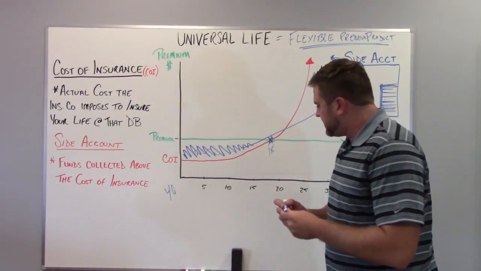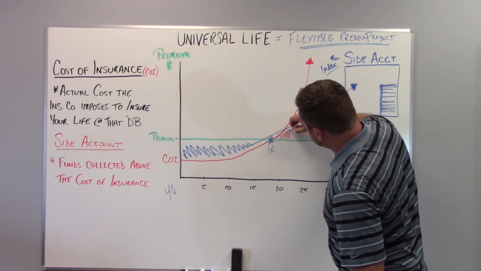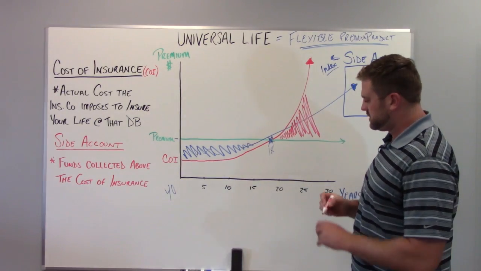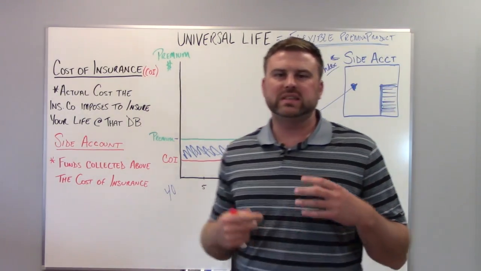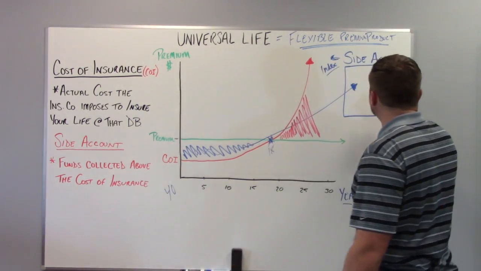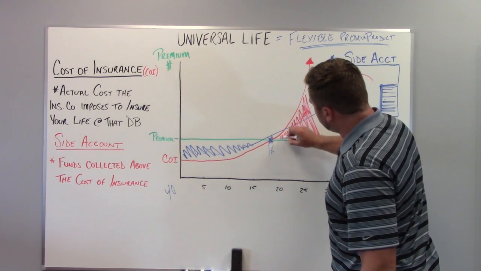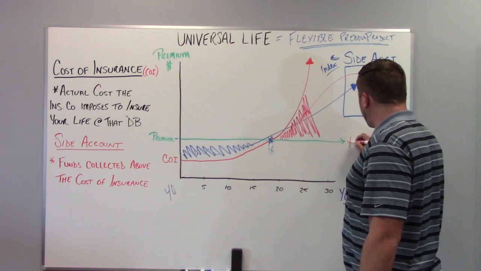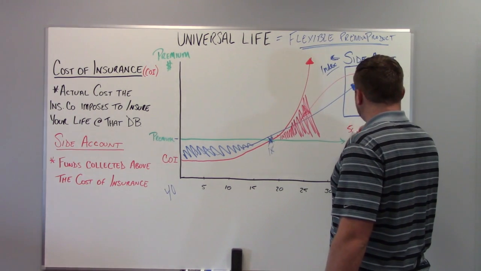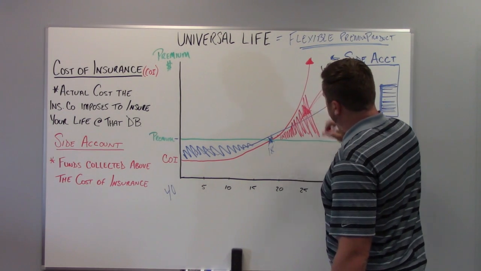Now what's going to happen in additional years is you're paying less than the cost of insurance. So what's going to happen is your insurance company is not going to call you and say, hey, you need to put more money in this policy. What they're going to do on your behalf is they're going to take money and supplement out of the side account whatever the difference is. So let's say this is $400 a month, and here the cost of insurance is now $500 a month. What your policy is going to do is going to supplement that additional $100.